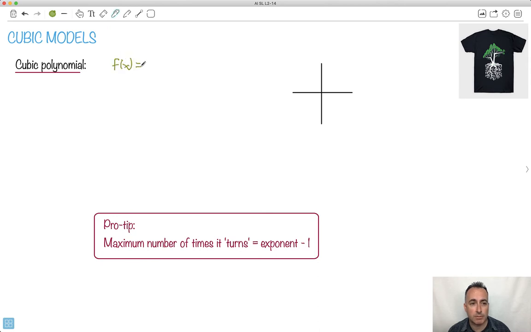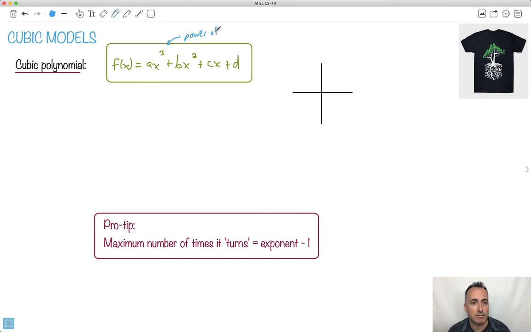So f of x equals, I'll do a generic one like ax to the power of 3 plus bx squared. Didn't make my b very nice there. Plus bx squared plus cx plus d. This could be like a generic or general form of any cubic. So the key thing is there's a power of 3. Do you notice that? Like that's the key thing here. Okay? Cubic means power of 3.